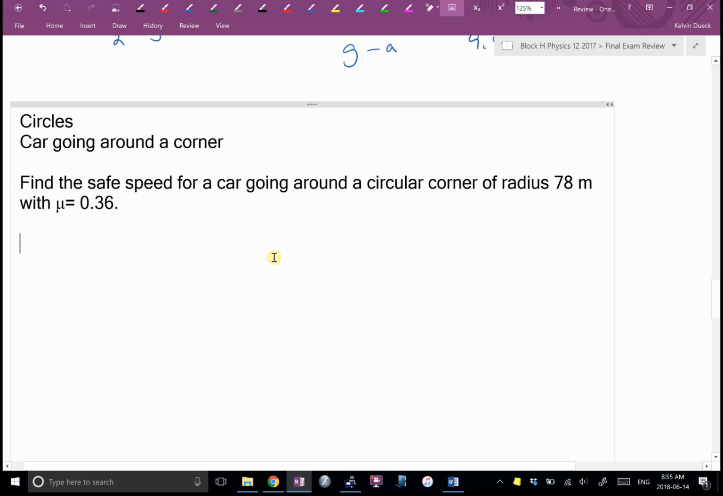By the way, here I'm giving you the radius and saying find the safe speed. I would have no problem giving you the safe speed and saying find the radius, or giving you the radius and the speed and saying find mu. You'll see we can get all of them from a certain point.